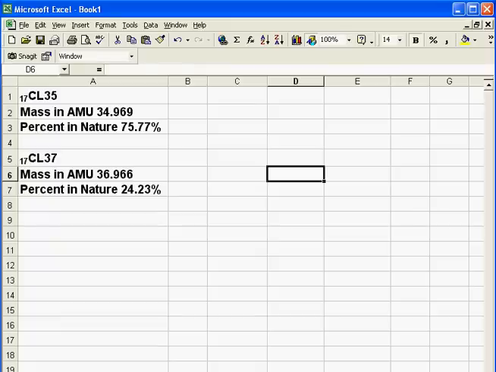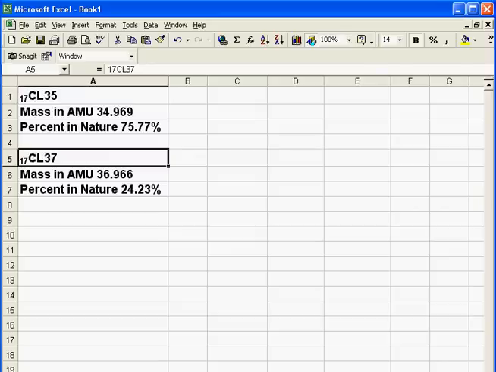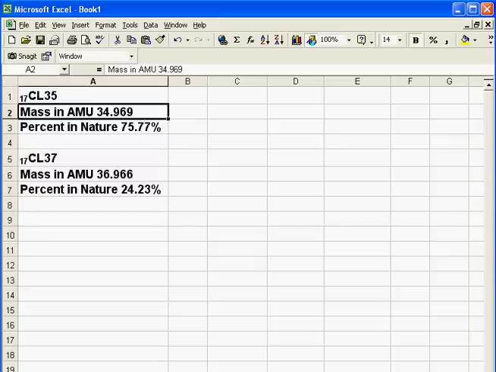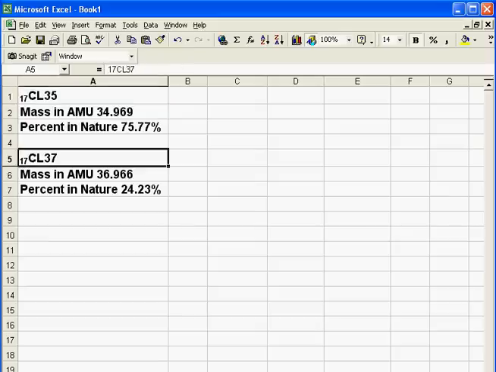All right. So what we're going to do is calculate the atomic mass of chlorine in nature. Now, what you find is there are actually two isotopes of chlorine: chlorine 35 and chlorine 37. Chlorine 35 has an atomic mass of 34.969 atomic mass units, and chlorine 37 has a mass of 36.966 atomic mass units. So we're going to figure out the average weighted mass of chlorine in nature.